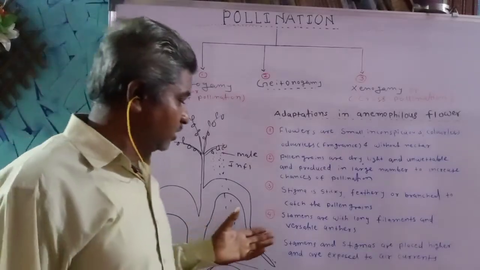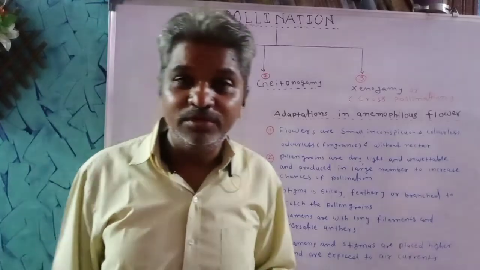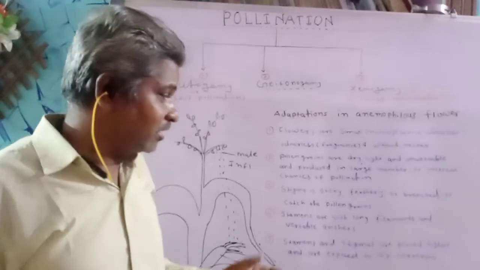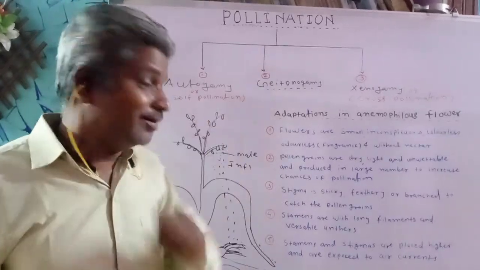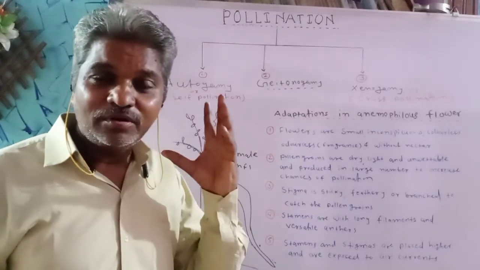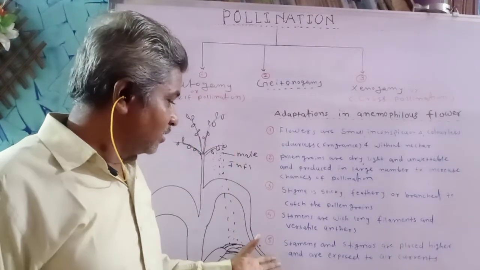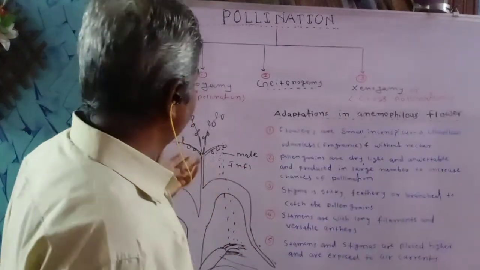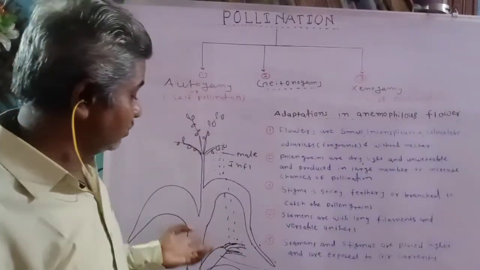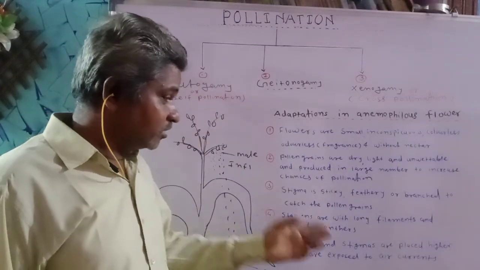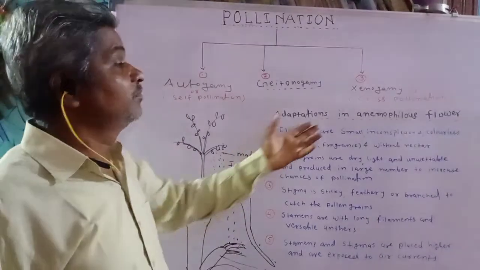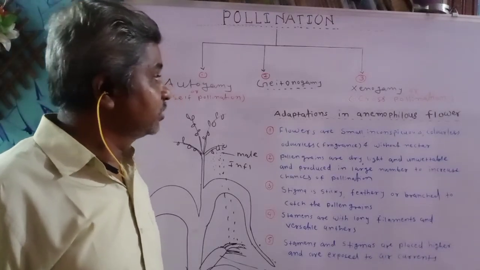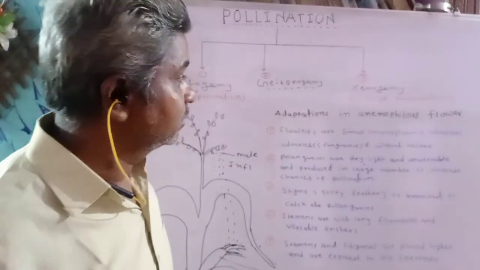Why are stamens and stigmas placed higher? In order to contact with air, so that pollen grains are easily caught along with the air current. When pollen grains are carried along with the air current, anemophilous pollination is carried out. So this is the whole discussion about the types of pollination and the adaptations for anemophilous plants.